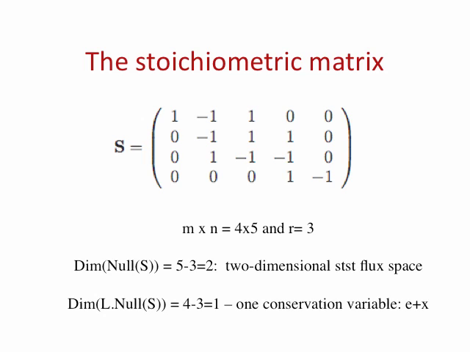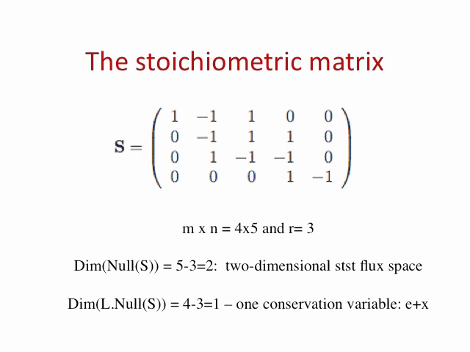In this case, we have now 4 compounds as before, but 5 fluxes. So our stoichiometric matrix is 4 by 5. The rank, on the other hand, is 3. So this means that the dimension of the null space is 5 minus 3 or 2. We have a 2-dimensional steady-state flux space, just as we had for the reversible reaction.